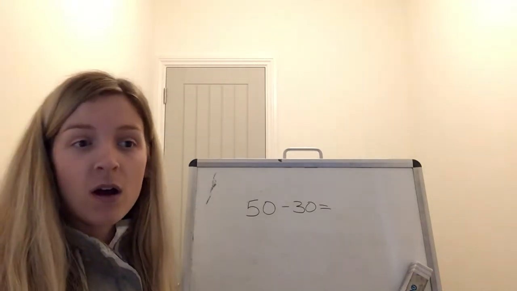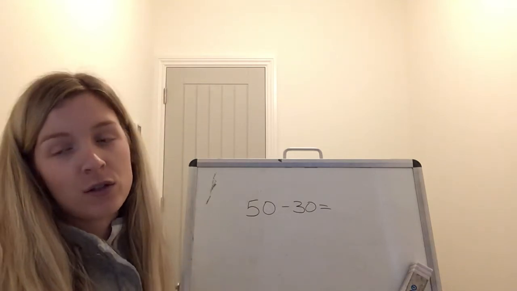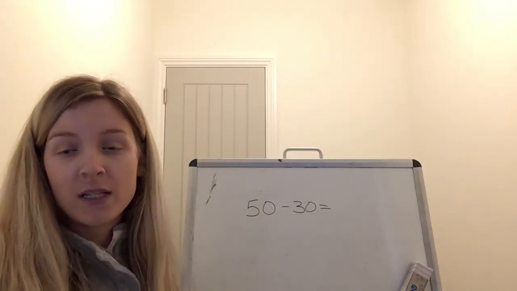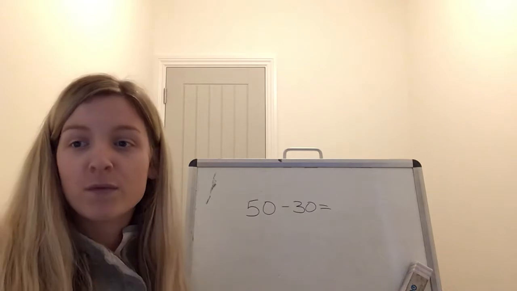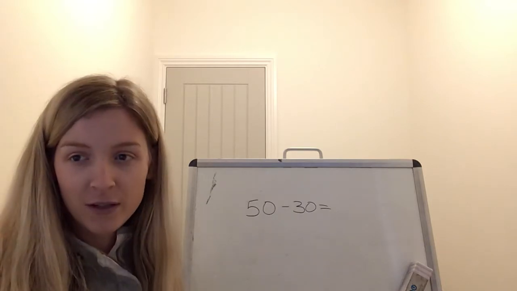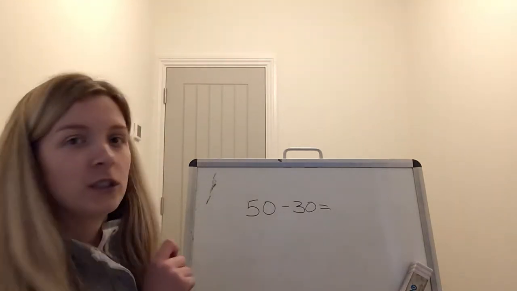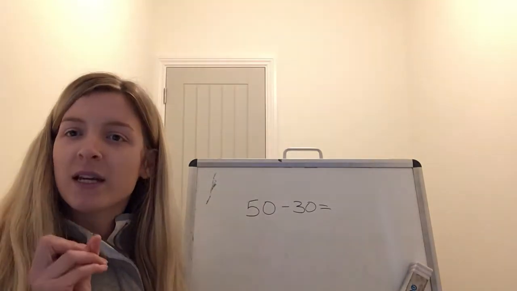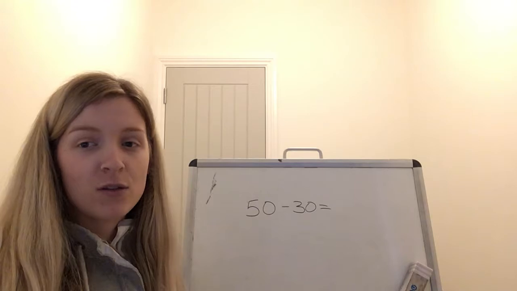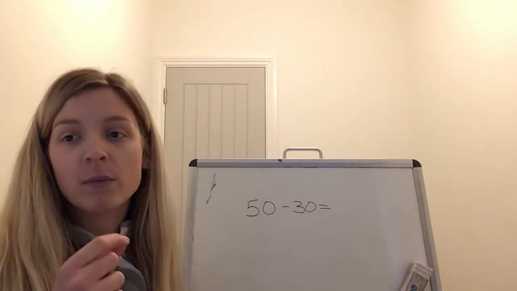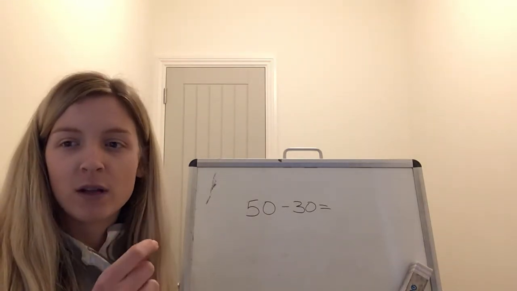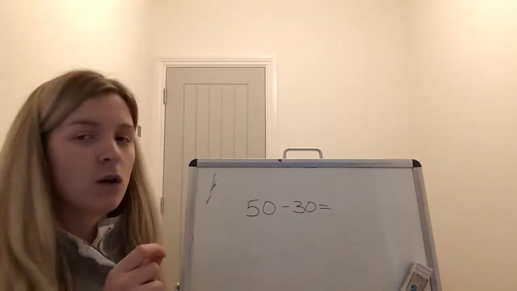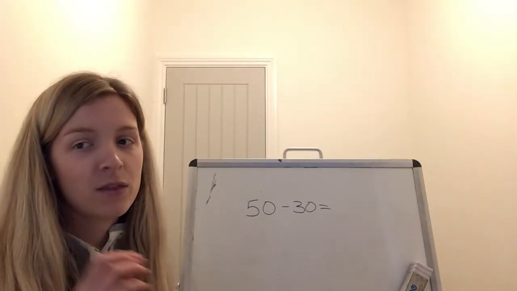looking at this question, I know that lots and lots of you will be able to do this in your head just like that very, very quickly. However, we're just going to look at this question and think about the different ways that we could do it so that they will help us in a moment when the questions become ever so slightly more tricky. So 50 take away 30.